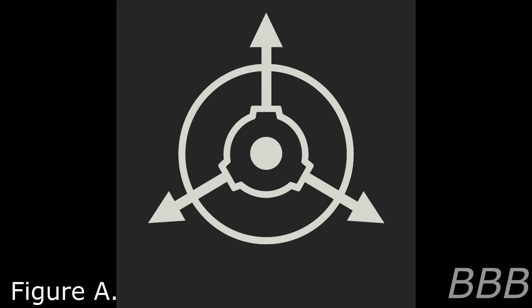Item number, SCP-7103. Object class, Euclid. Special containment procedures. SCP-7103 is currently housed in a standard containment enclosure, located in Site 19. Observation windows into the chamber are to be concealed at all times.